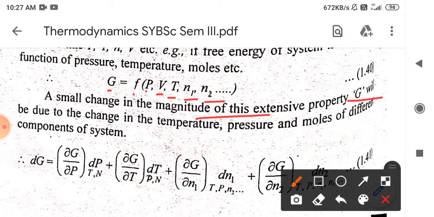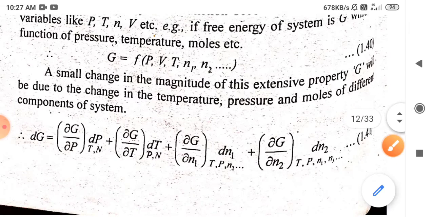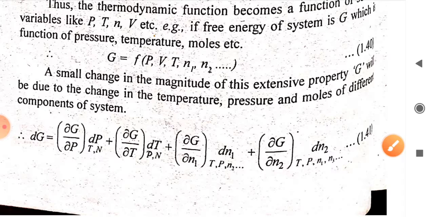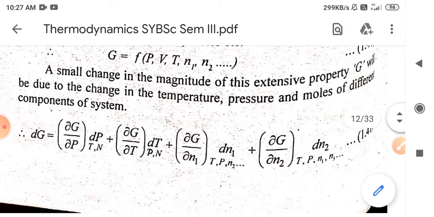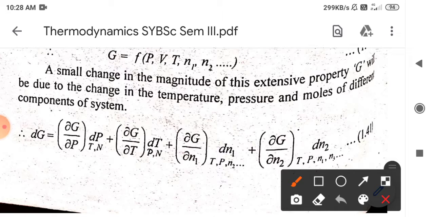That equation tells you the change in the Gibbs free energy with pressure or the change in the Gibbs free energy with temperature. Likewise, if we consider other changes, like changing the volume or changing the number of moles of various components, how will that affect the Gibbs free energy of our system? A small change in the magnitude of this extensive property G will be due to the change in temperature, pressure, and also the number of moles of different components of the given system.